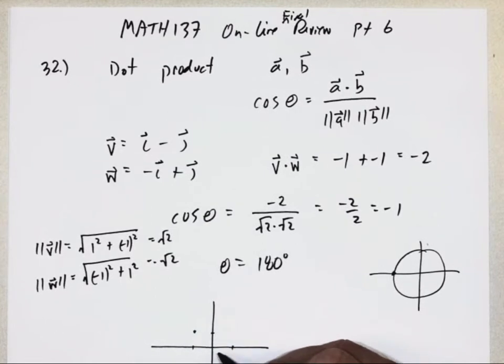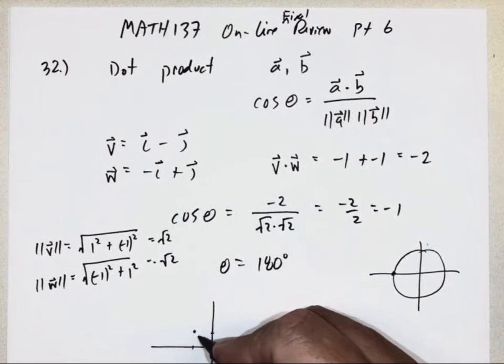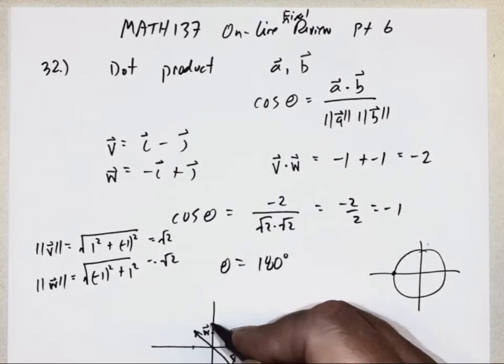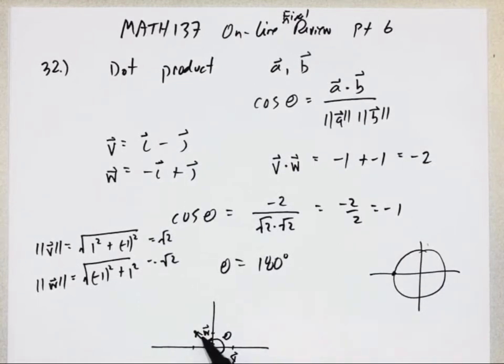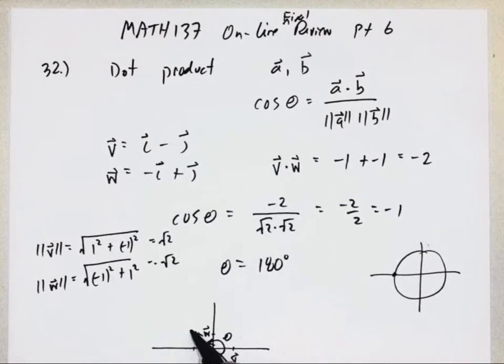So here's vector V. Here's vector W. What is this angle? Obviously it's 180. And now they say, are these vectors parallel or orthogonal or neither? Parallel means they run the same direction, or they may be opposite directions but the same angle. Put it that way, the same angle.